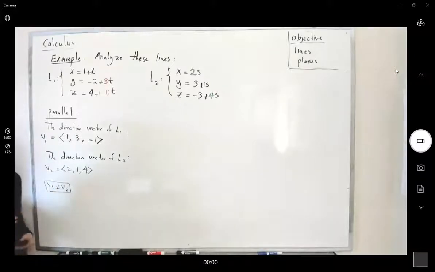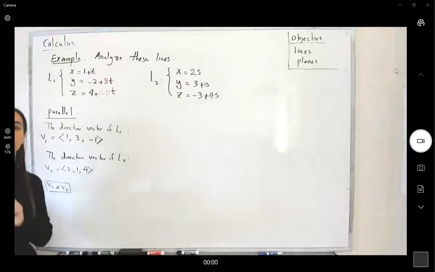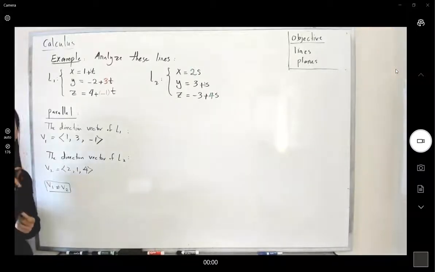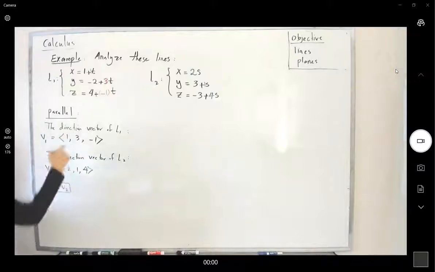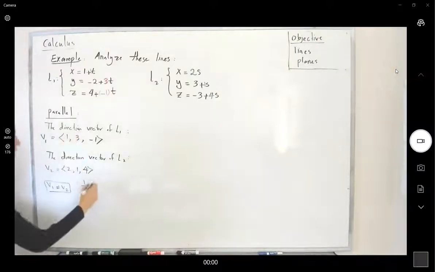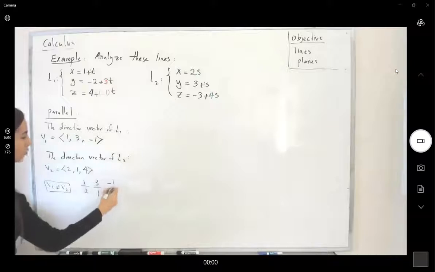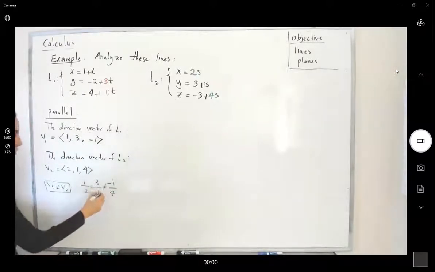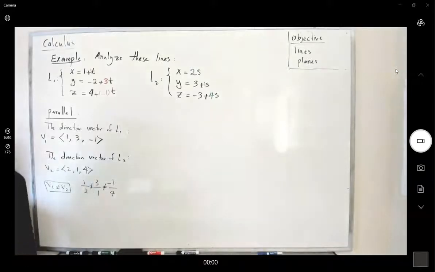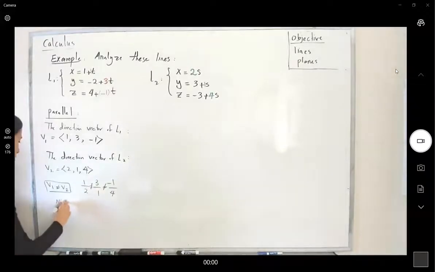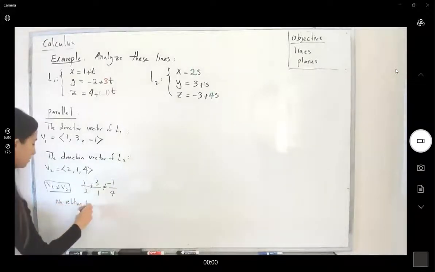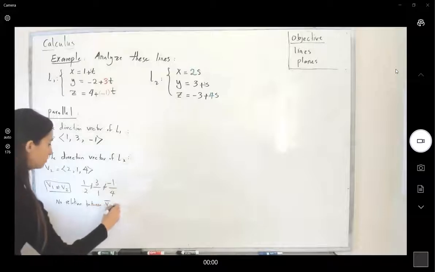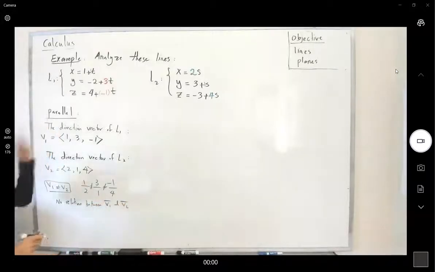Do we have them as multiples of each other? It means that if I divide the components, I need to be able to get to one constant. So let's do that. 1 divided by 2, 3 divided by 1, -1/4. As you can see, you don't get to the same multiples or components. There is no relation between V1 and V2. So it means that they are not parallel to each other.